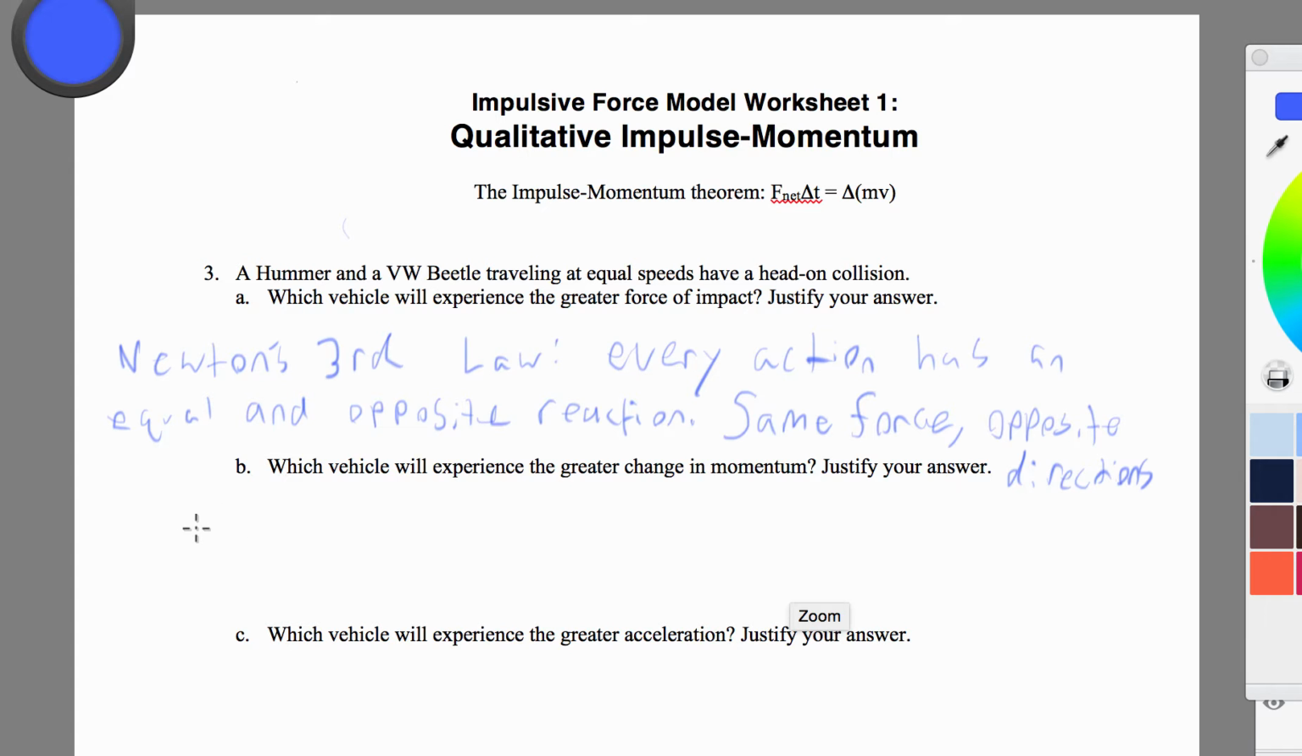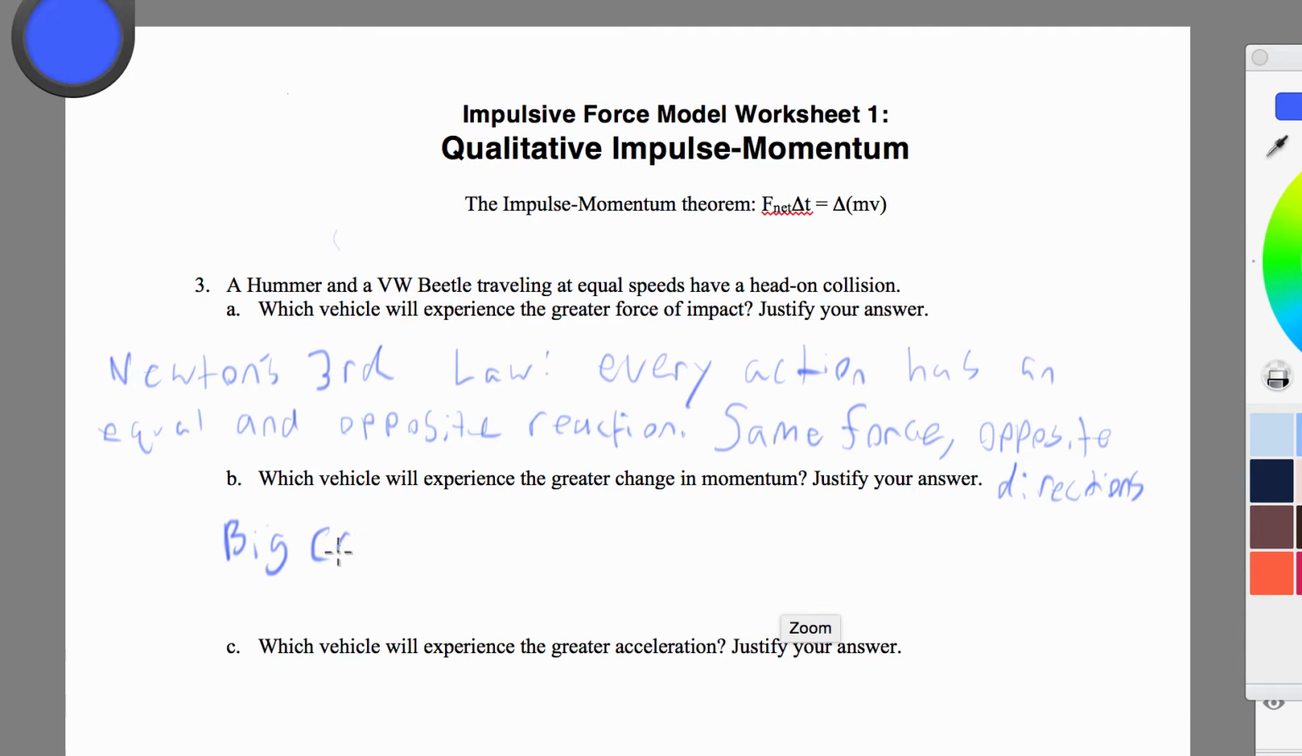Well, again, the big car, sorry, I hit a button there, it experienced a certain force. Let's give that a random number. Let's just say it was 100 newtons, and let's just say that collision lasted 1 second. Again, I'm making numbers up. So that's a force times a time. That's a change in momentum. Its change in momentum was 100 Newton seconds or kilogram meters per second.